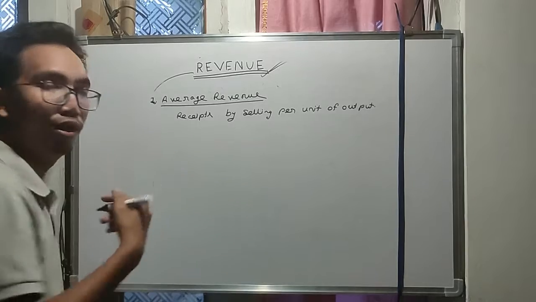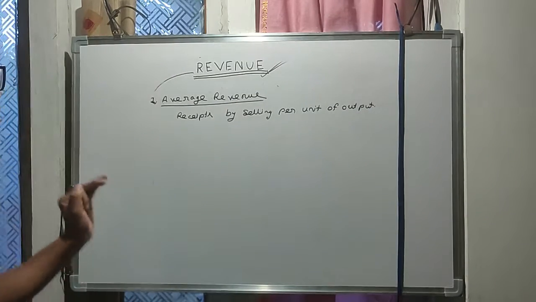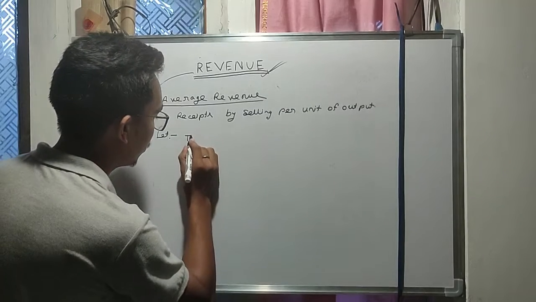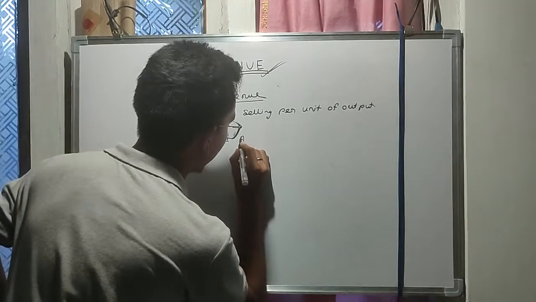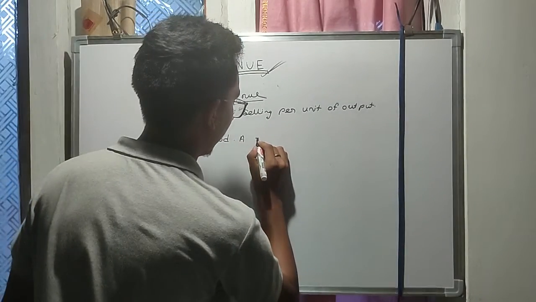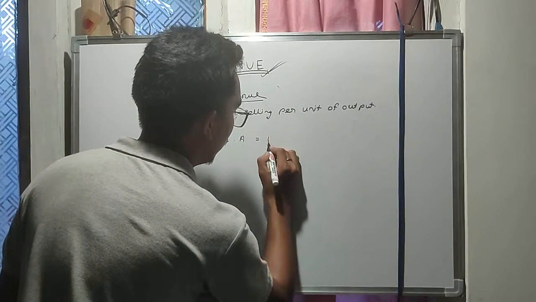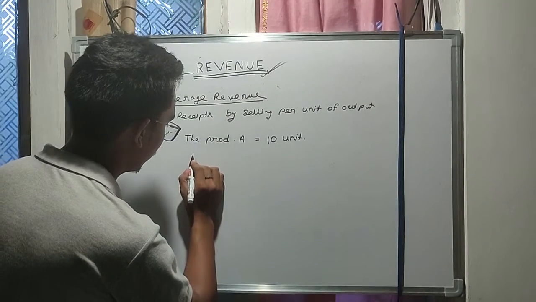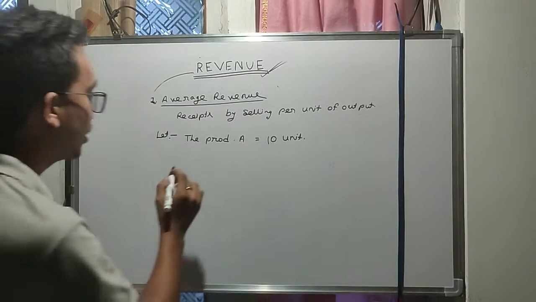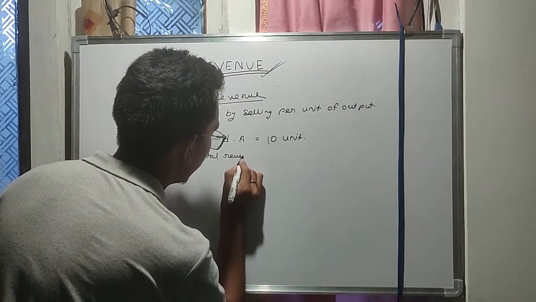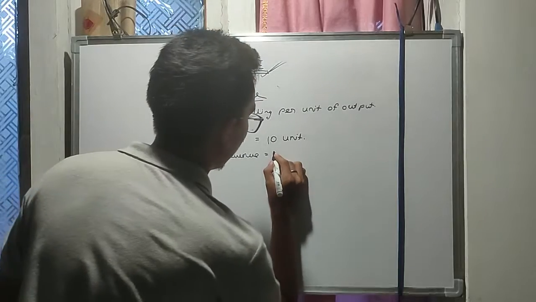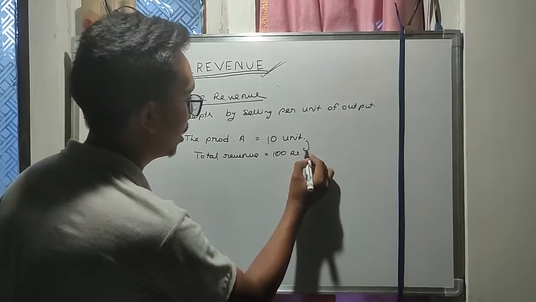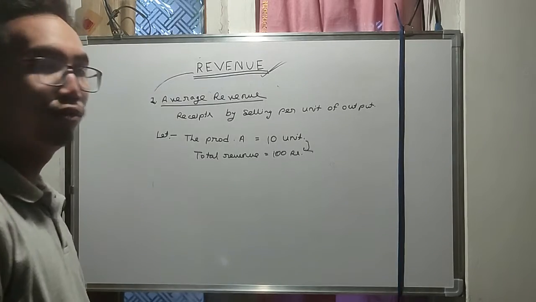If we understand with the help of an example, it will be easy for everyone to understand. So let's take an example. Producer A produces a product. How many products? Like the earlier example, 10 units of product, and he gets the total revenue. Let's assume 100 rupees. This is total revenue. Earlier we explained what total revenue is. So he got the total revenue by selling 10 units of output.